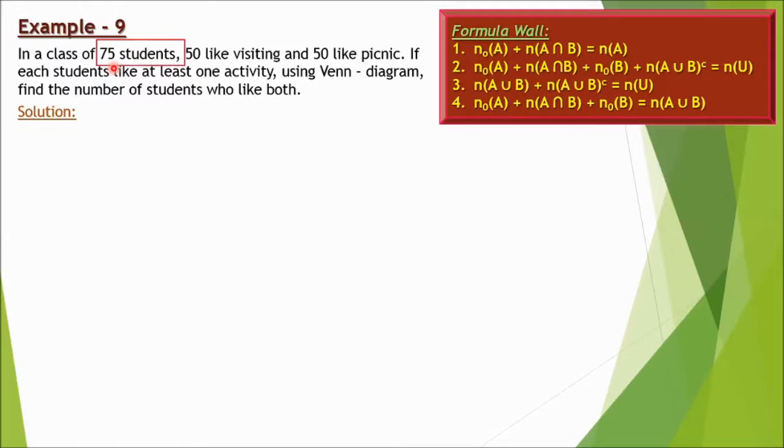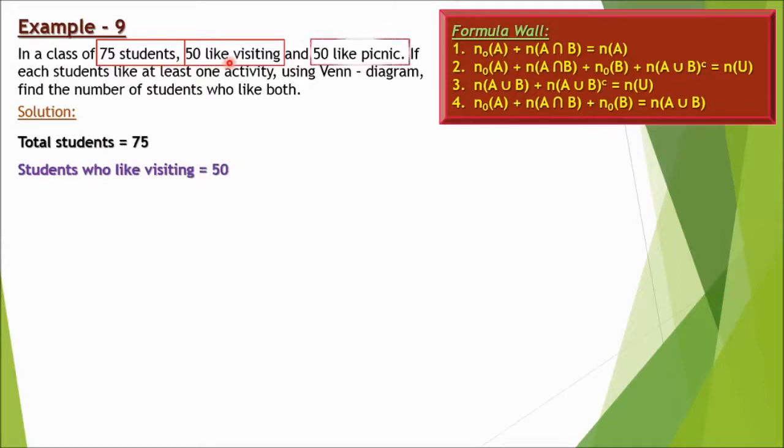Now see, 75 students. That is the total number of students in a school. And 50 like visiting. The number of students who like visiting is 50. The number of students who like picnic, I can see, is also 50.